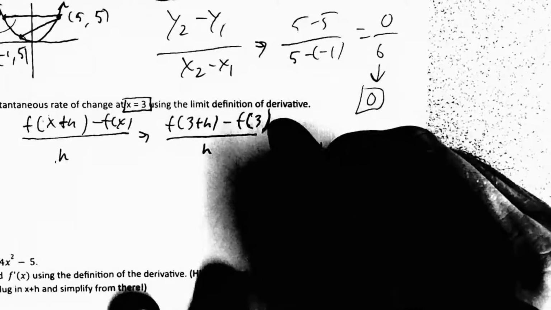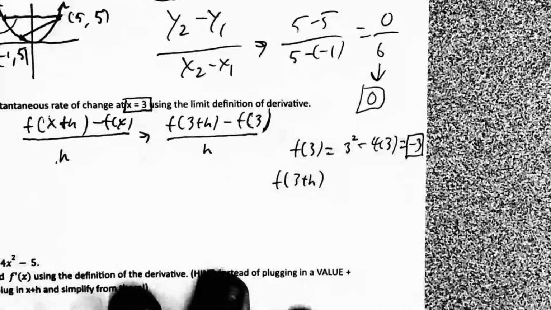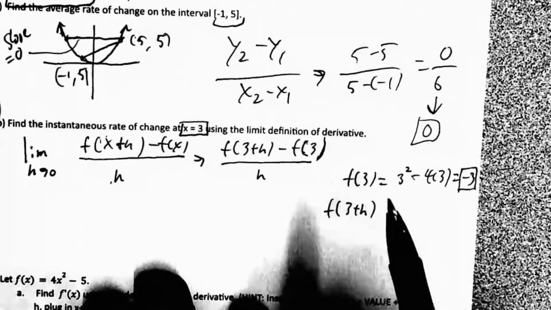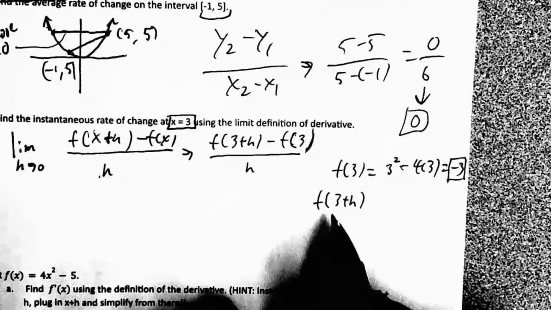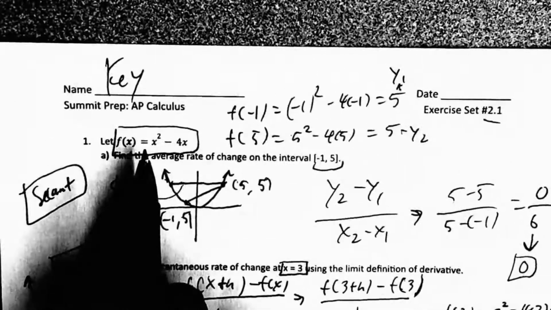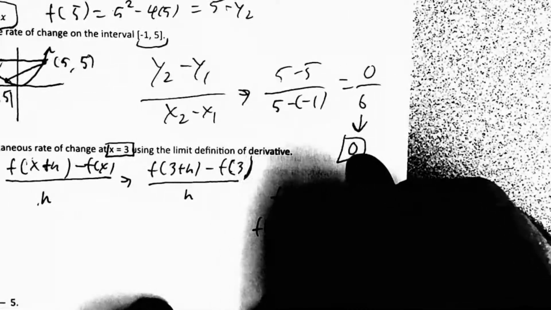Then f of 3 plus h. This is more complicated. This is hard to get your head wrapped around. If we think about f of 3, all we did for f of 3 is we plugged in 3 for x, right? So if I'm doing f of 3 plus h, you're doing the same thing, except instead of putting in a 3, you have to put in a whole 3 plus h. So it equals 3 plus h squared minus 4 times 3 plus h.